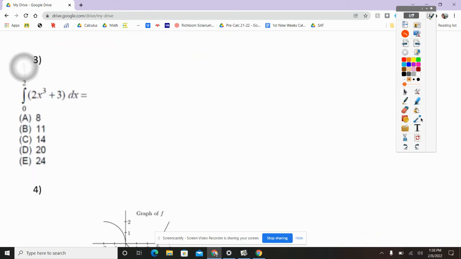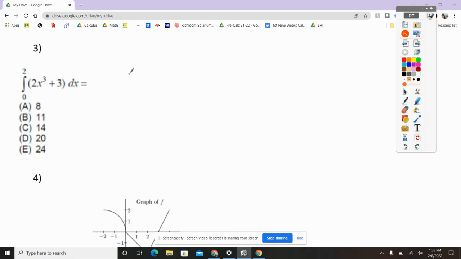All right, 3 is another one you should be able to do in your head. So for 3, the antiderivative is 2x to the 4th over 4 plus 3x. And we're evaluating that from 0 to 2, which would equal 2 times 2 to the 4th over 4. Actually, I'm going to go ahead and simplify that to 1/2 just to make it easier in the end. So this is really going to be 2 to the 4th over 2 plus 3 times 2.